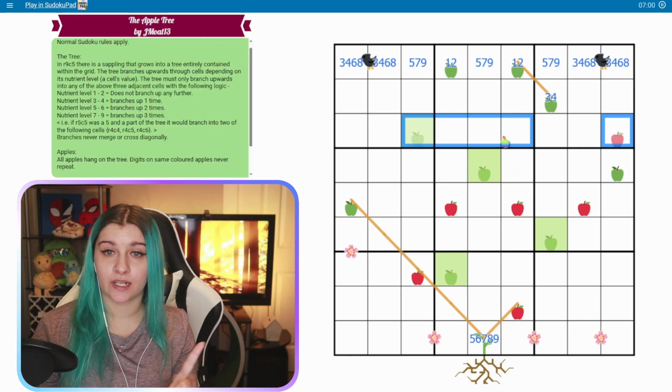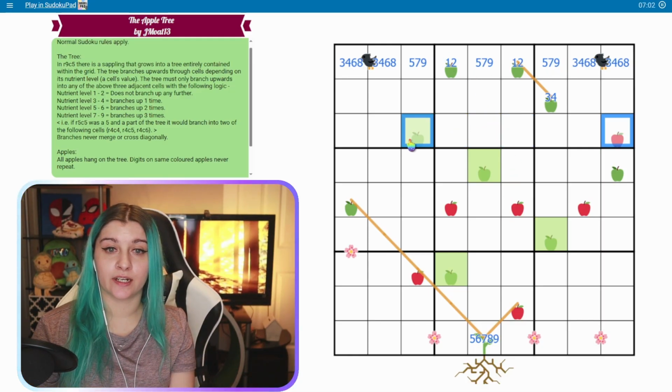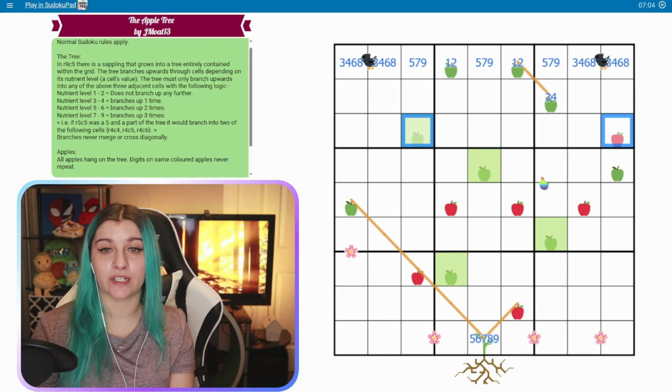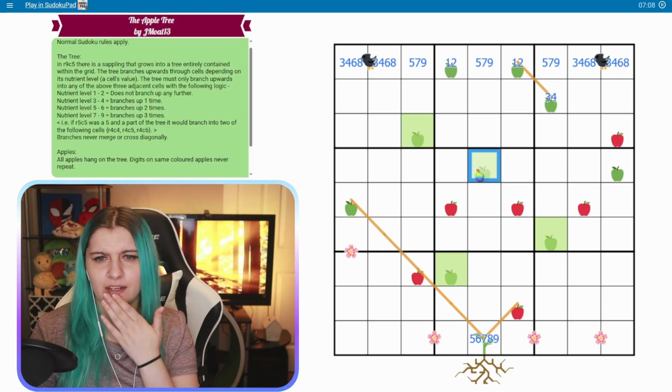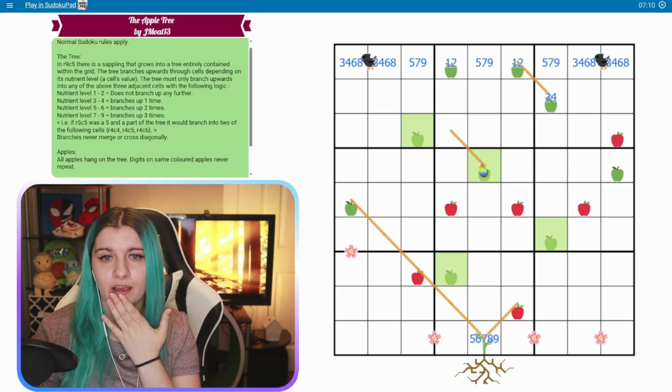If it were to work like that, 1 and 2 can't go here, and I would have another 1, 2 green apple, so that won't work. So I don't think this can be 7, 8, 9. I'm gonna go through that again. If this was 7, 8, 9, I would be branching up like this.